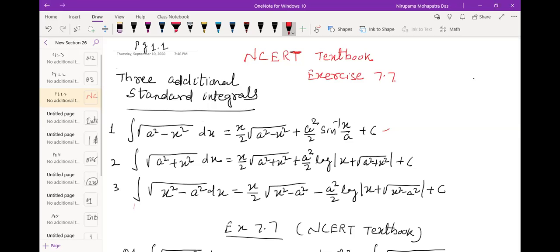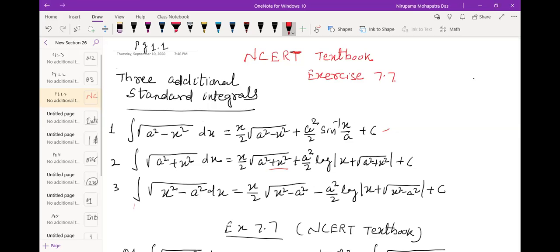And the second one is the integral of square root of a square plus x square dx. This is the formula. And the third one is the integral of under root x square minus a square dx, like this. We can prove it, we can derive this.